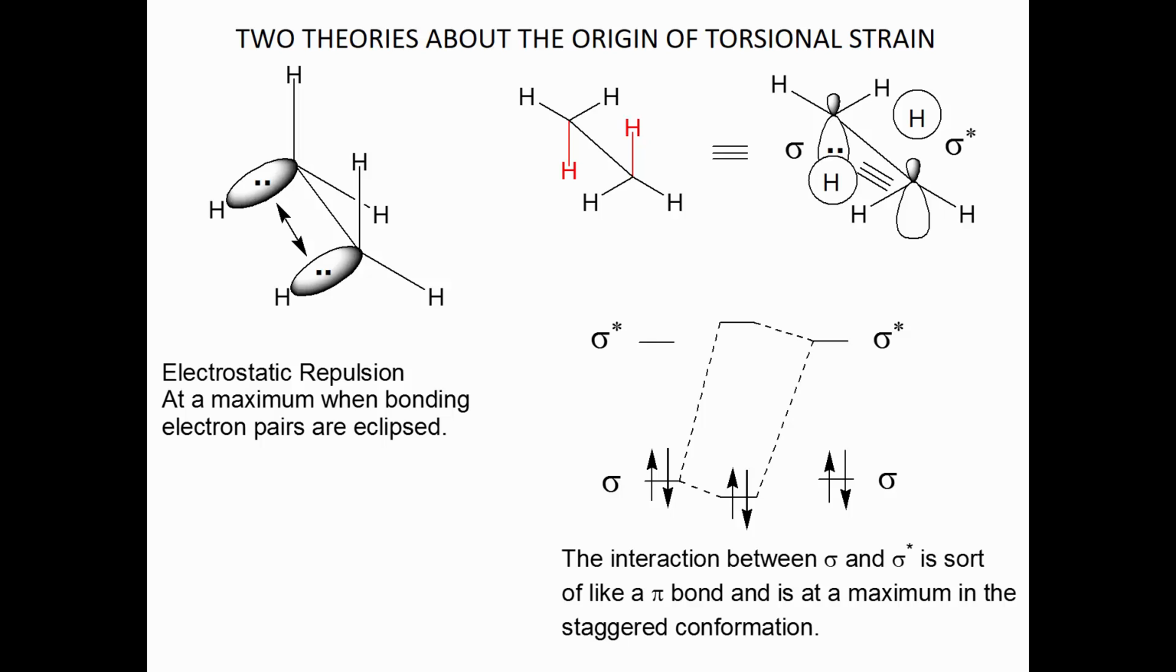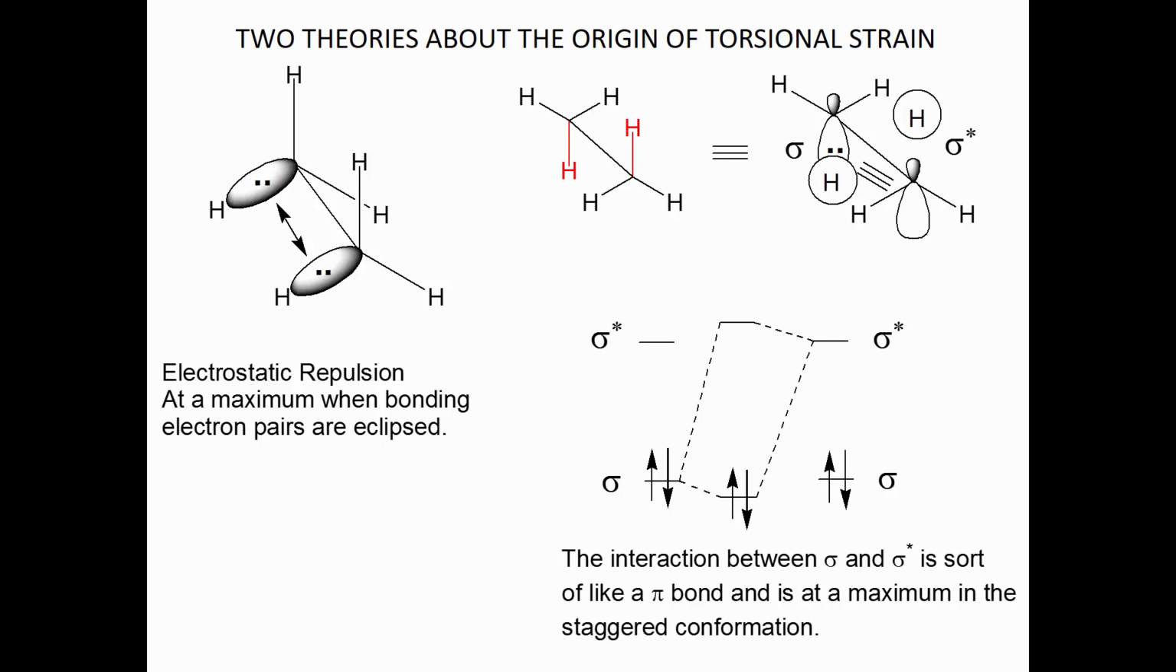Now, what's the origin of torsional strain? There are two theories. The older one, which I don't think is the one people think is most important anymore, is electrostatic repulsion. Bonding electrons are centers of negative charge density, and you don't want to get them too close to each other, and there's a repulsive interaction if they're too close.